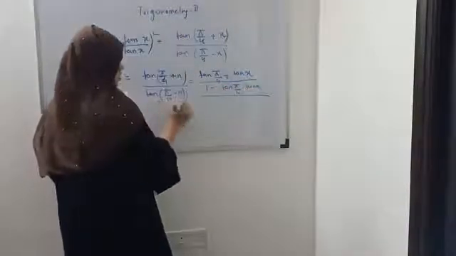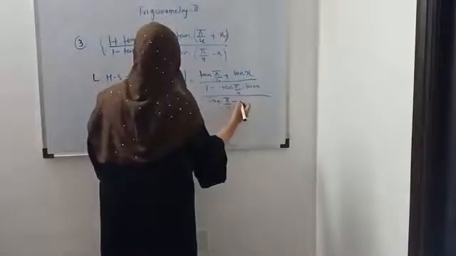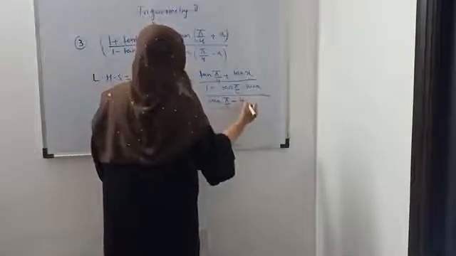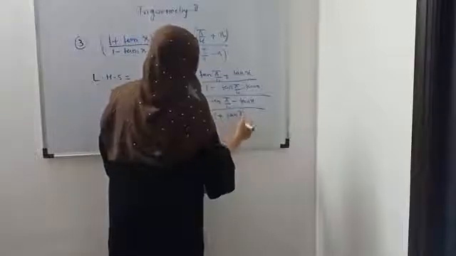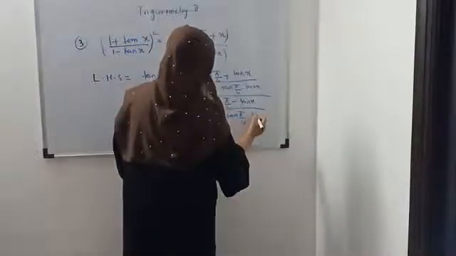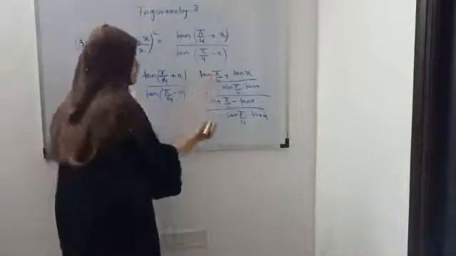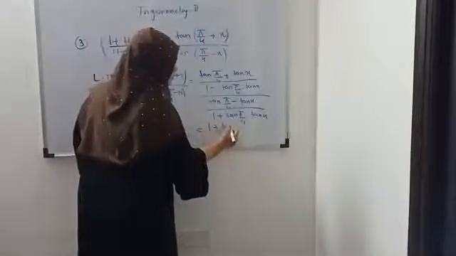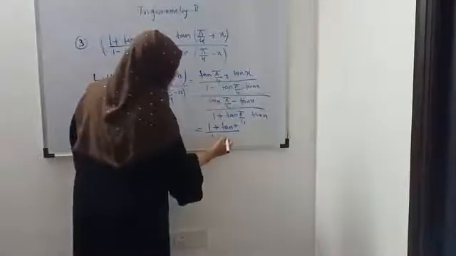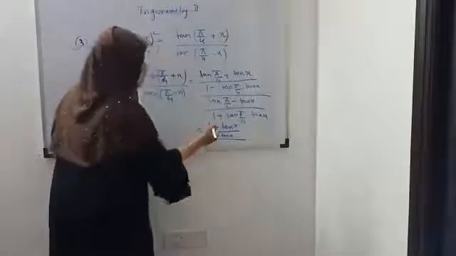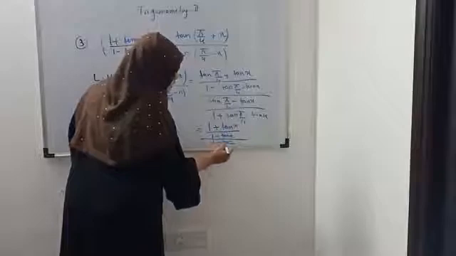Here also we will use the tan(a - b) formula. So (tan π/4 + tan x) divided by (1 - tan π/4 tan x), and (tan π/4 - tan x) divided by (1 + tan π/4 tan x). Now we will use the value of tan π/4, which is 1. So (1 + tan x) divided by (1 - tan x), whole divided by (1 - tan x) into (1 + tan x).